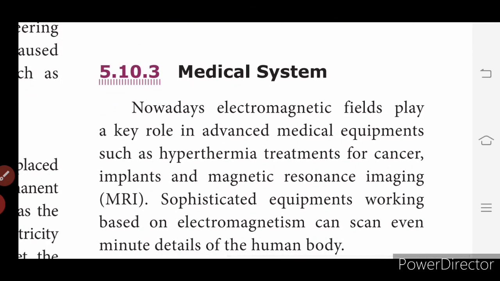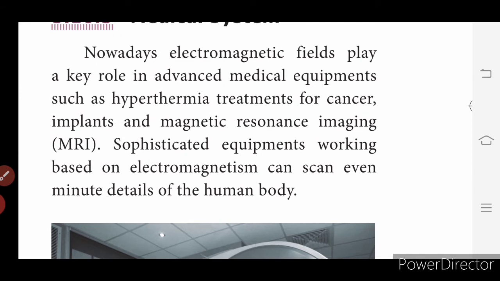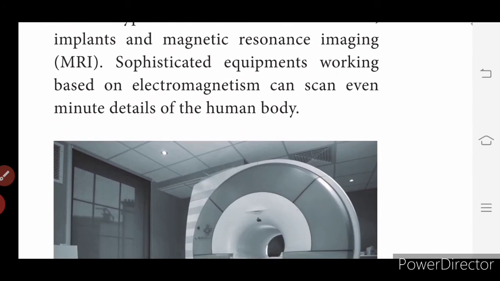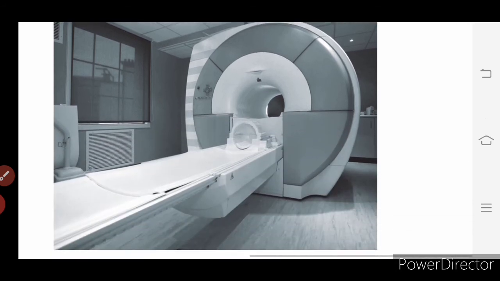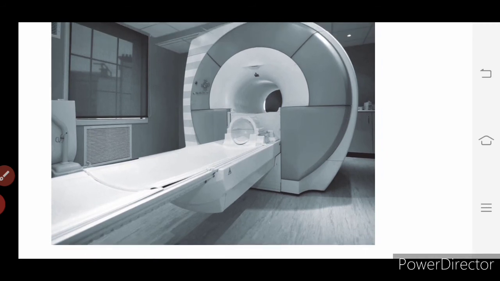Then in the medical system, how does this magnetism help? Nowadays electromagnetic fields play a very important role in advanced medical equipment such as hyperthermia treatments for cancer, implants, and magnetic resonance imaging, that is MRI. Sophisticated equipment working based on electromagnetism can scan even minute details of the human body. This is the MRI scanning machine where brain tumors and cancers, everything is scanned. MRI abbreviation is magnetic resonance imaging.